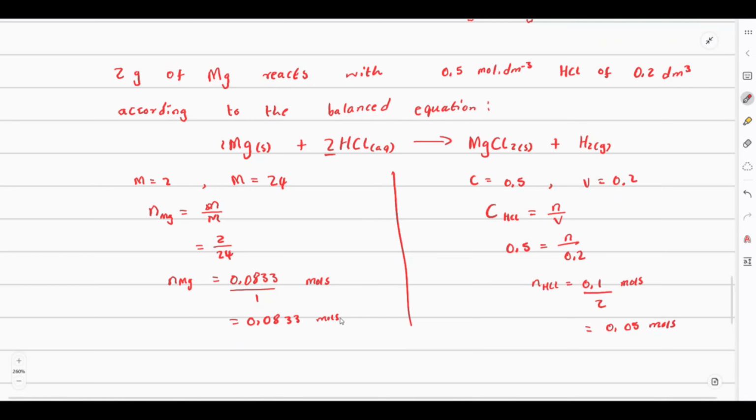So now, which one is the limiting and which one is the excess? The one that is available in the least number of moles, the one with the lowest number, is the limiting. If you check, 0.0833 is greater than 0.05, right? Therefore HCl is my limiting reagent or reactant. This one will be my excess reactant. That's what you have here, and that's what you have over there.